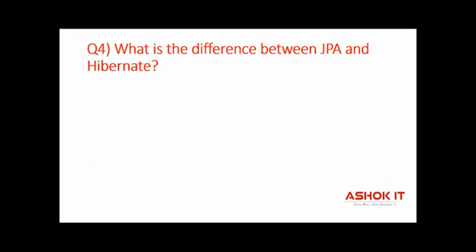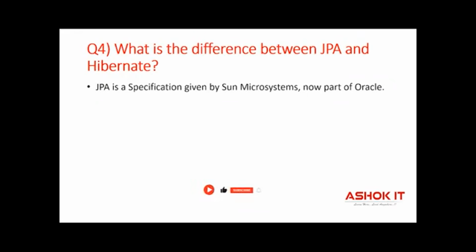Question number 4. What is the difference between JPA and Hibernate? This is one of the mostly asked questions. The first point you should understand: ORM is a theory. JPA is a coding specification given by Sun Microsystem, of course now part of Oracle. They said you follow some set of interfaces and annotations so that you achieve the programming of JPA that follows ORM. But by using JPA, we can't write the complete application.